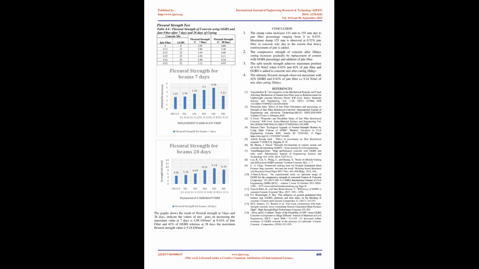due to jute fiber percentage ranging from 0 to 0.52%. Maximum slump of 155 mm is observed at 0.52% jute fiber in the concrete mix due to the reason that heavy reinforcement of jute is added.